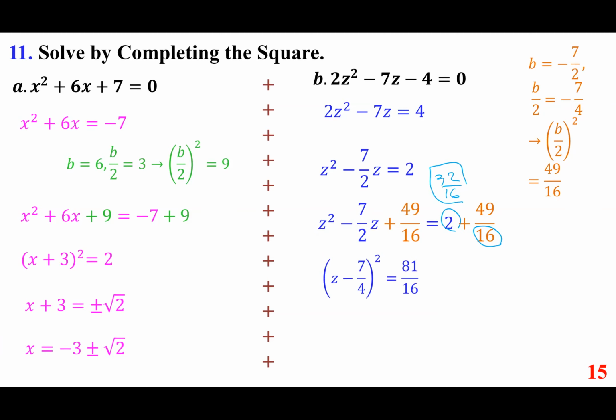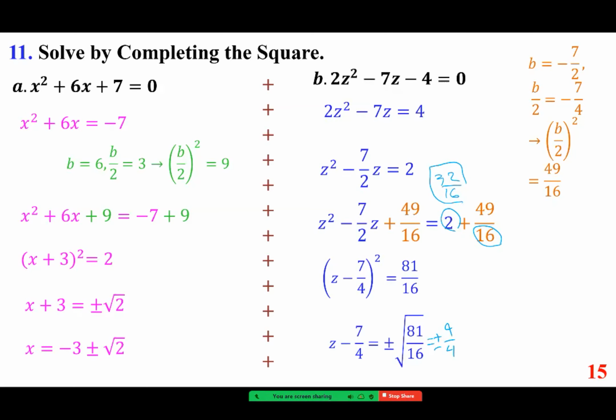We take a root of both sides. Z minus 7/4 is plus minus square root of 81/16. As you know, 81/16 comes out to be 9/4. And we're going to add 7/4 to both sides. 7 and 9, 16/4 is 4. 7 minus 9 is negative 2/4. Negative 2/4 is negative 1/2. So there are two answers. Anytime you can combine and simplify, you must.